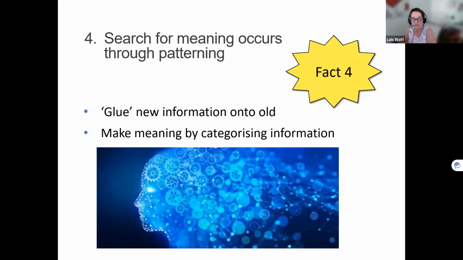Okay, fact number 4. We're searching for meaning that occurs through pattern. Many of us say that you've got to have context for learning. It's got to fit into something, and we've got to have some glue from new information onto old. And then we make meaning by categorizing information as well. So we put it into categories, and that enables us to walk into a room and recognize that it's a lecture theatre.